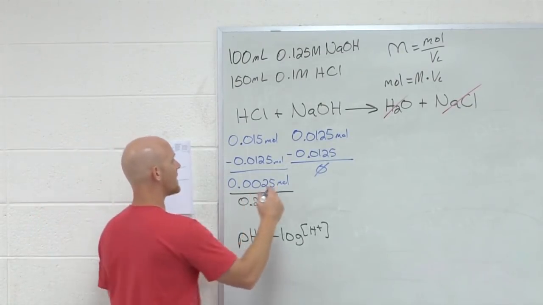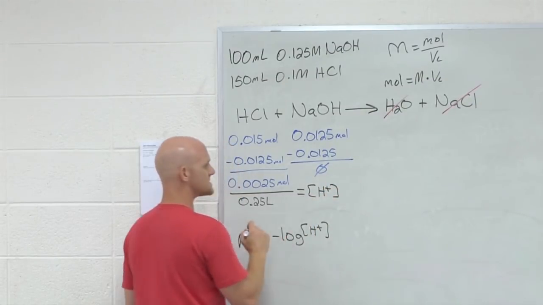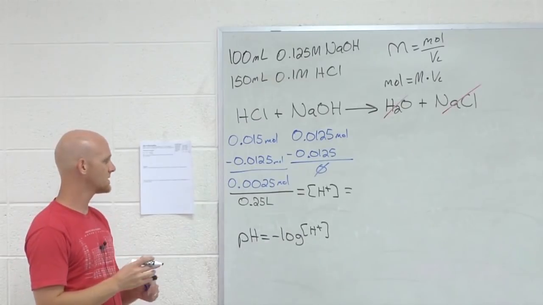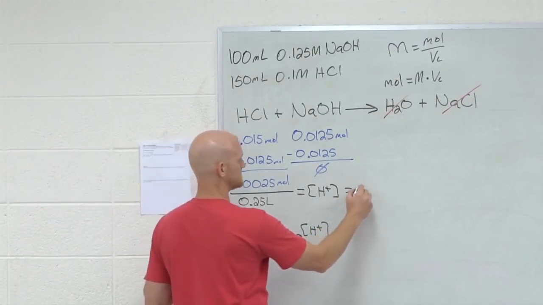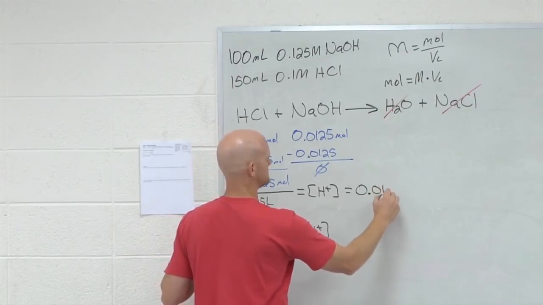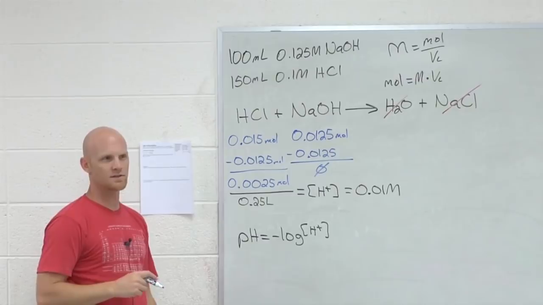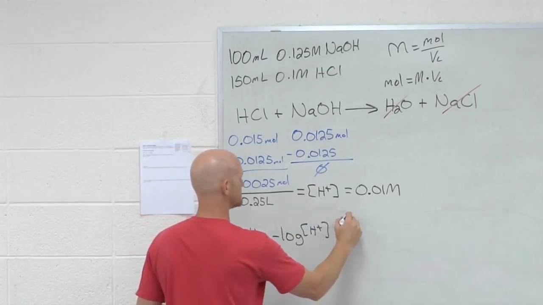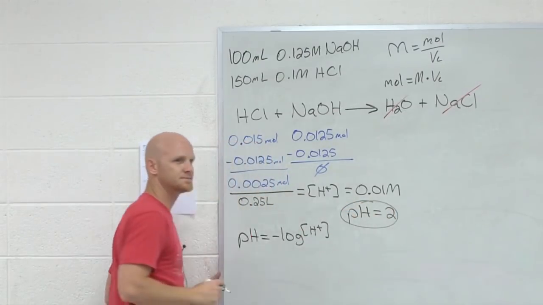And so we find out that our concentration of HCl, and because it dissociates completely, the concentration of H+ is equal to, somebody get that for me? 0.01 molar. And we can just take the negative log because it dissociated completely. And that'll get us a pH of 2.